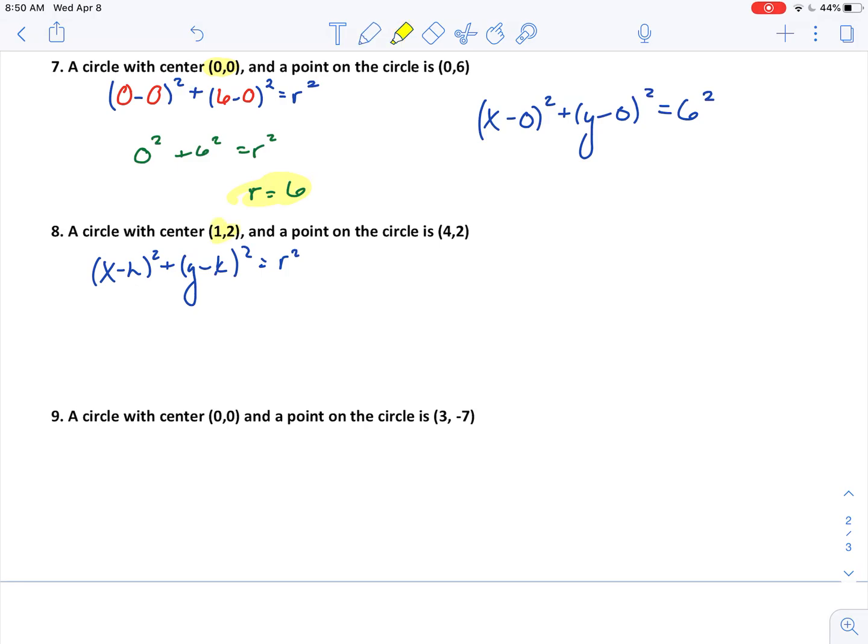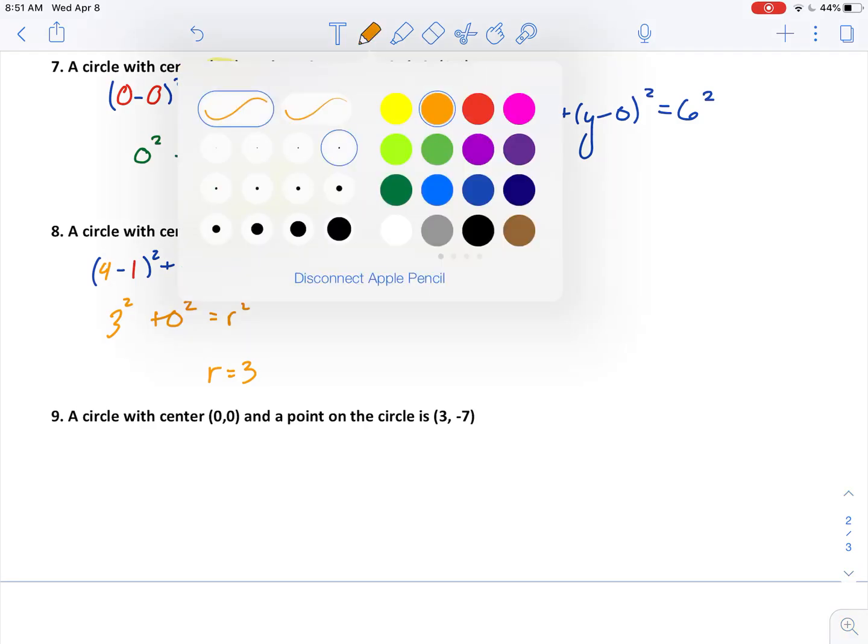And I'd like you guys to pause the video and try these last two, but I'm still going to go through them in a second. So x minus h squared plus y minus k squared equals r squared. So we're going to take these points, those coordinates there. That's my h and k. So h is 1, k is 2. And we'll substitute in for x and y from the point on the circle. So it's 4 and 2.